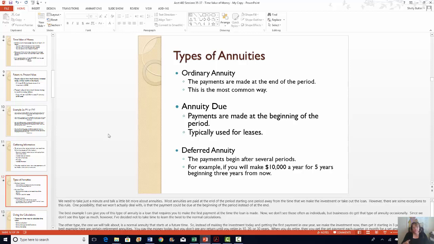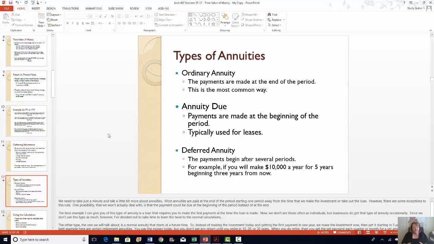And so trying to think of an example and then I just went blank. So annuity due are payments made at the beginning of the period, typically used for leases. So you would pay the first, it's like rent. You would pay in the first of the month and then the lease would cover that month. That's an annuity due. And then deferred annuities, the payments begin after several periods.